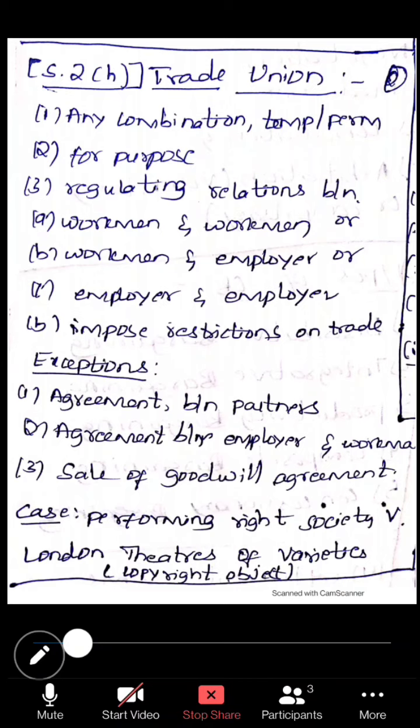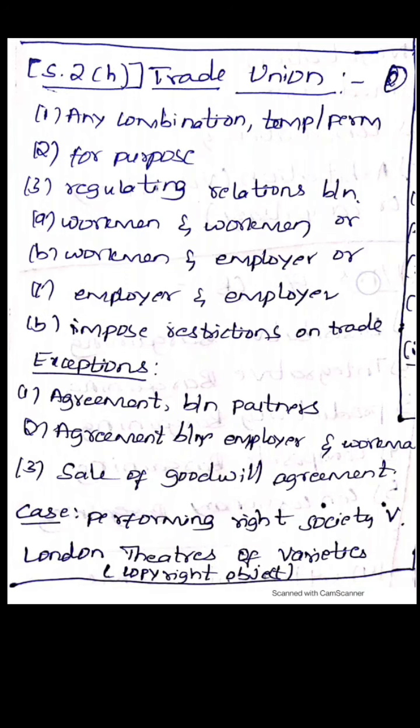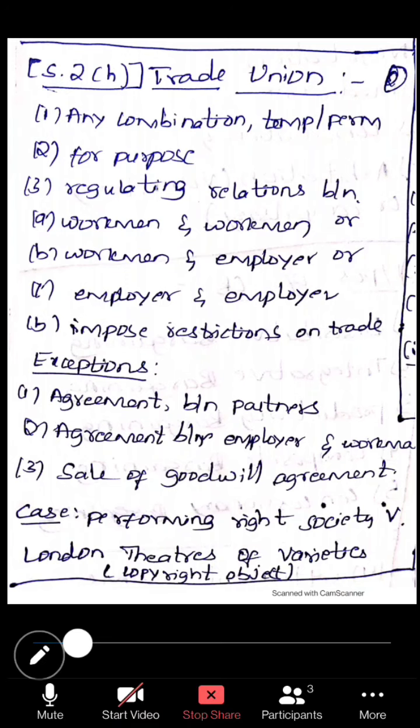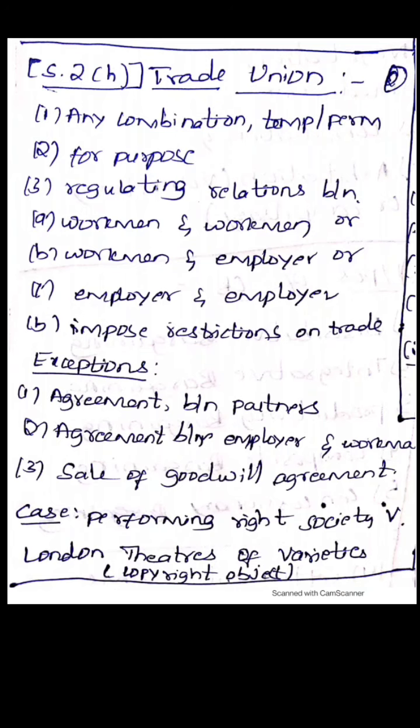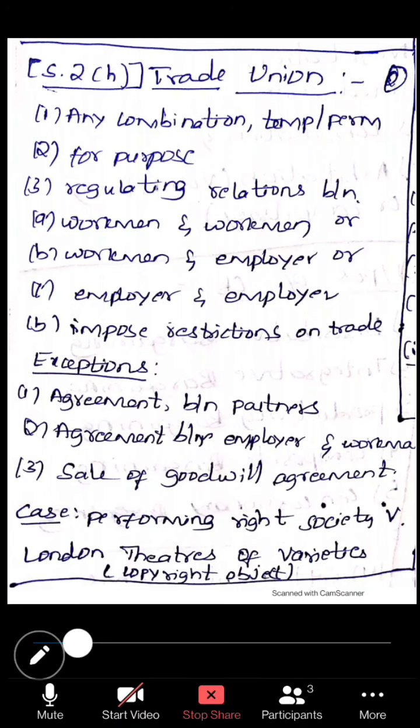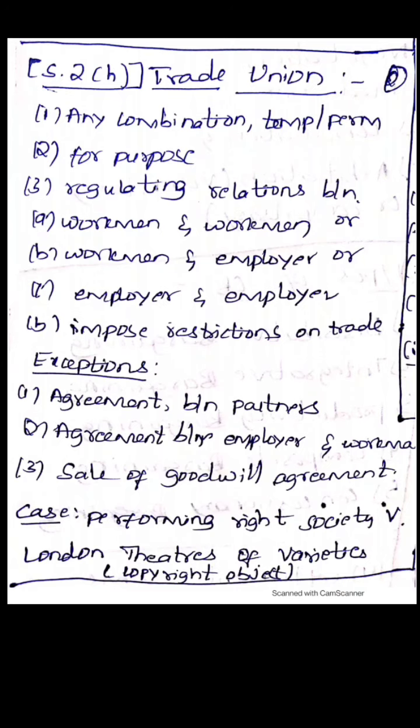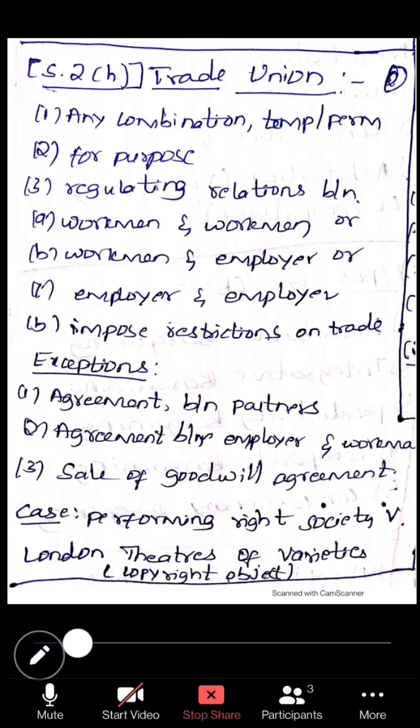It should be composed for regulating relations between workman, or workman and employer. And the second purpose is to impose restrictions on trade. The second purpose is they can impose a restriction on the conduct of the trade and business of the employer. But there are certain exceptions to this. To what extent can they impose restrictions on the trade union?